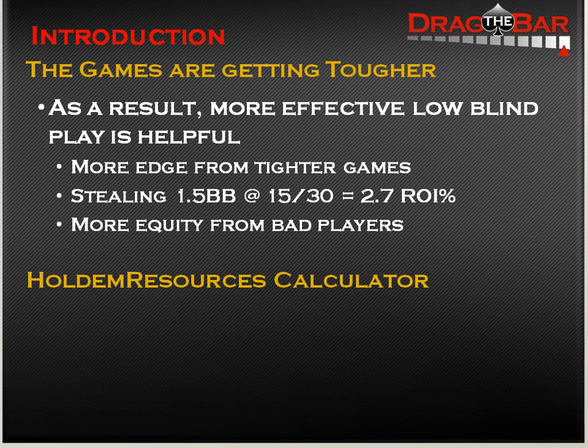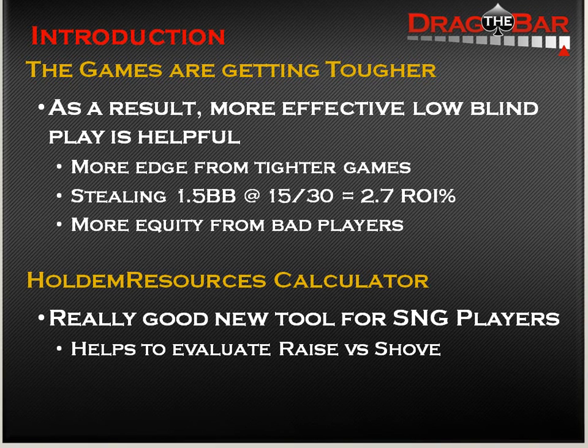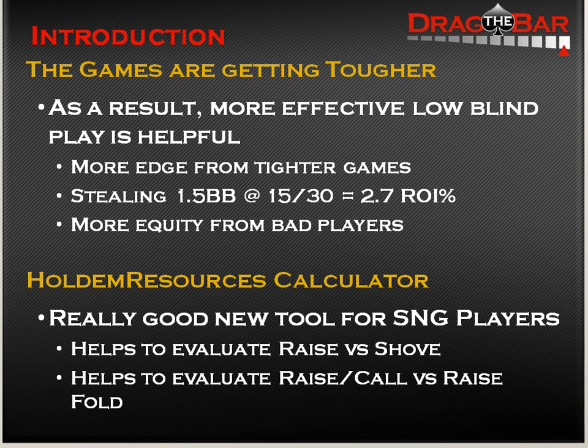So I like this Holdem Resources Calculator. I've been playing with it for a little bit here, and I've got some interesting things to say about it, which I think are going to really help to motivate some of this low and sort of low mid blinds looseness. It's a really cool new tool for sit and go players. Helps evaluate lines like raise versus shove. It also helps you evaluate lines like raise call versus raise fold. So if you're going to not raise all in and then somebody's going to 3-bet you, then it can also give you ranges for calling that 3-bet, which is really helpful and something that Sit and Go Wizard doesn't do easily.